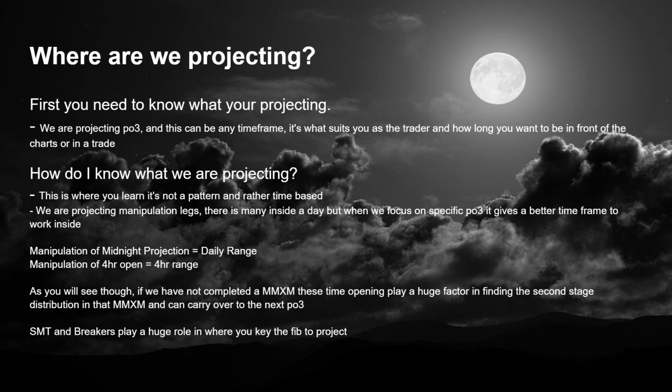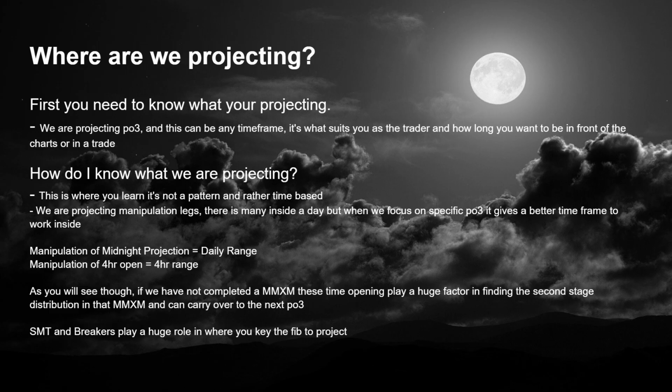So where are we projecting? First, you need to know what you're projecting. Okay, we are projecting power of 3. And this can be any time frame. It's what suits you as the trader and how long you're really going to be in front of the charts or in a trade. Okay, my personal favorites are the 1 hour, 4 hour, and daily power of 3. I mainly focus with 4 hour and the daily power of 3. But you can go all the way down to even like a 15-minute power of 3, going down to like a 30-second chart. Okay, it's working on all time frames.